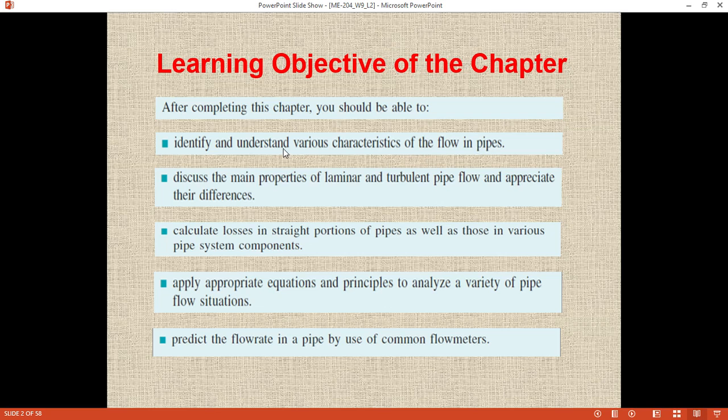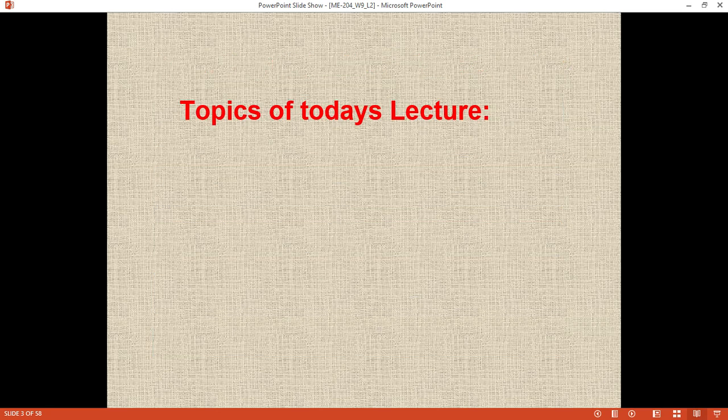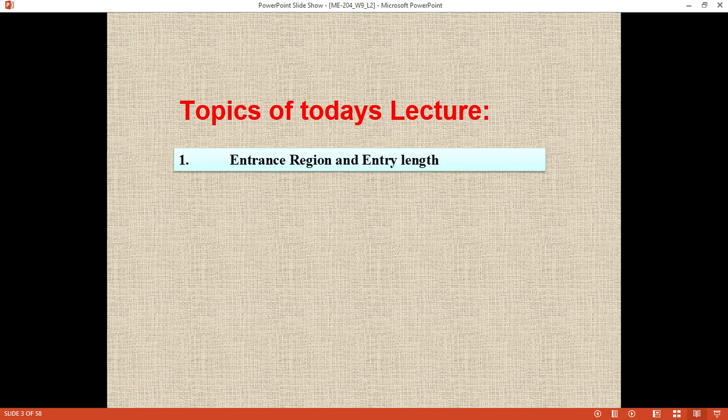Some of the characteristics are still to be discussed, and after that we will discuss the main properties of laminar and turbulent pipe flow and appreciate their differences. We have discussed a little bit the difference between laminar and turbulent, what exactly laminar flow and turbulent flow are, but we will discuss a little bit more in detail. Okay, so let's move on to the topics we are going to cover today.